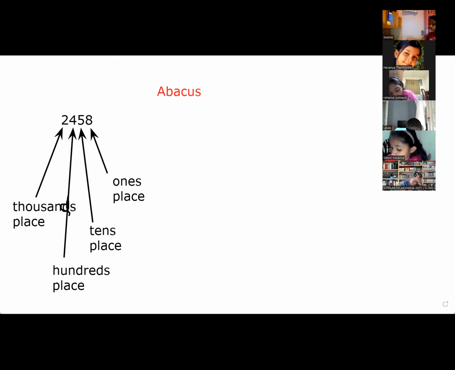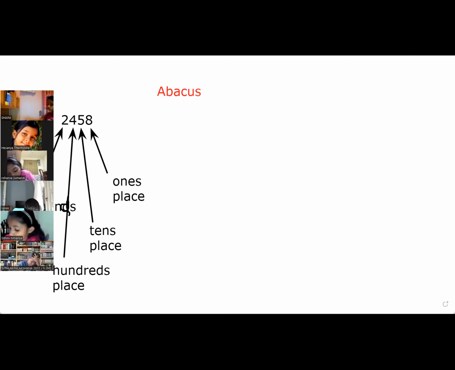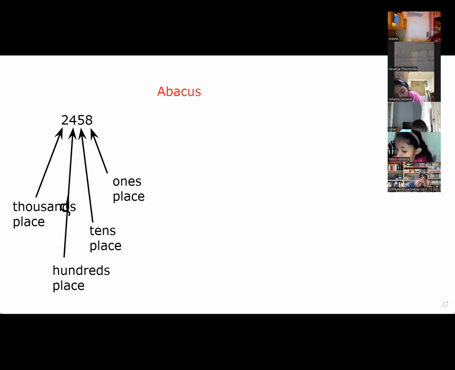Right, I finished now. Right, then look at how you can draw the abacus. Okay, how you can draw the abacus. First you check how many digits are in this number. Digit means what? Last day I explained, digits mean ilakka.